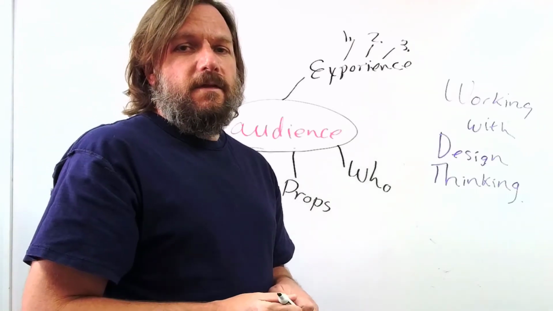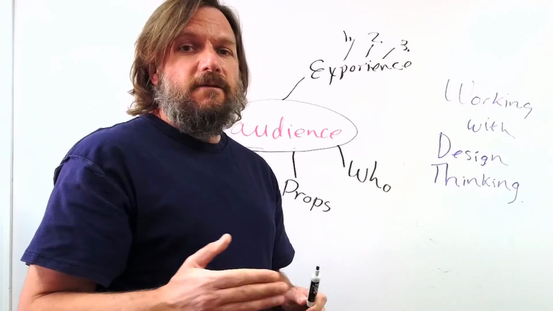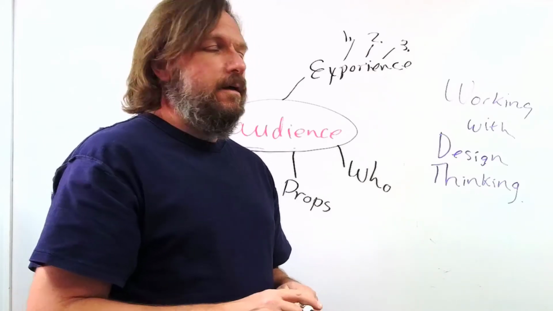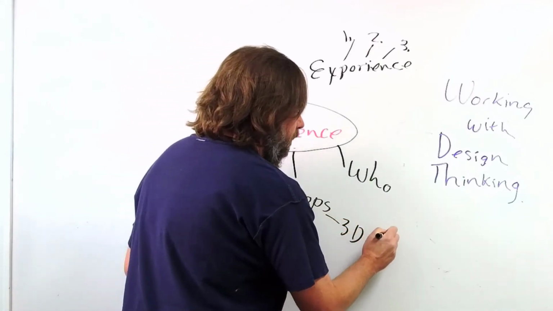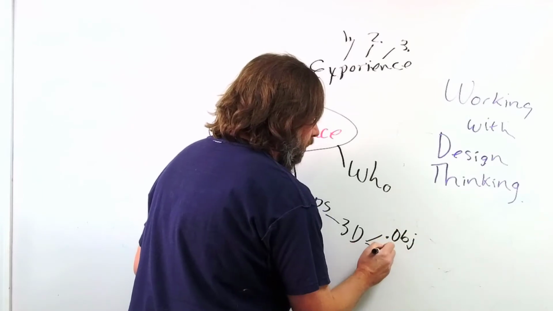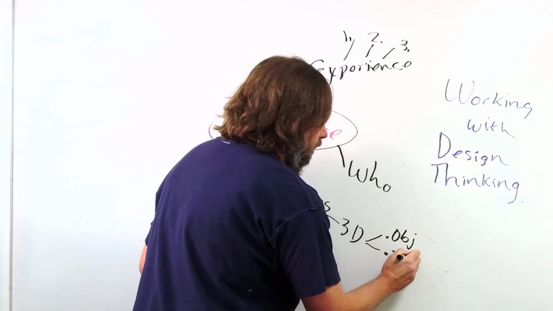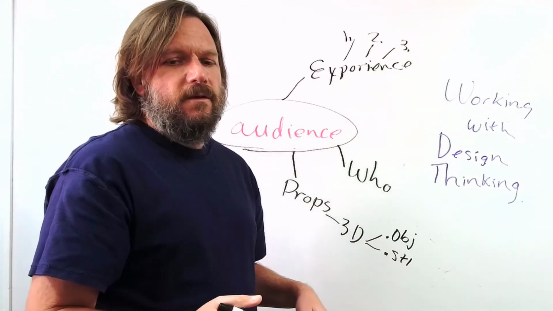If you find something that you'd like to have 3D printed that you would want to use with your audience, send me the file. If it's 3D, you want it to be either an OBJ file or a .stl file. So look for those file extensions and I can print those for you.